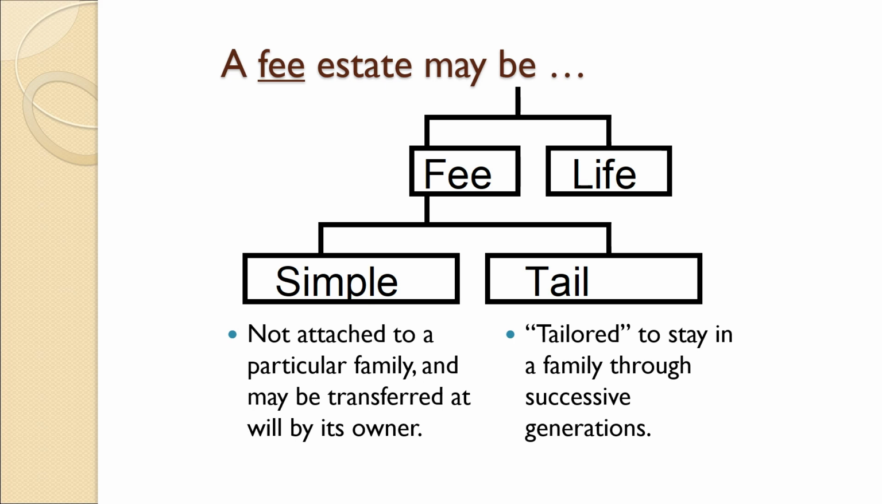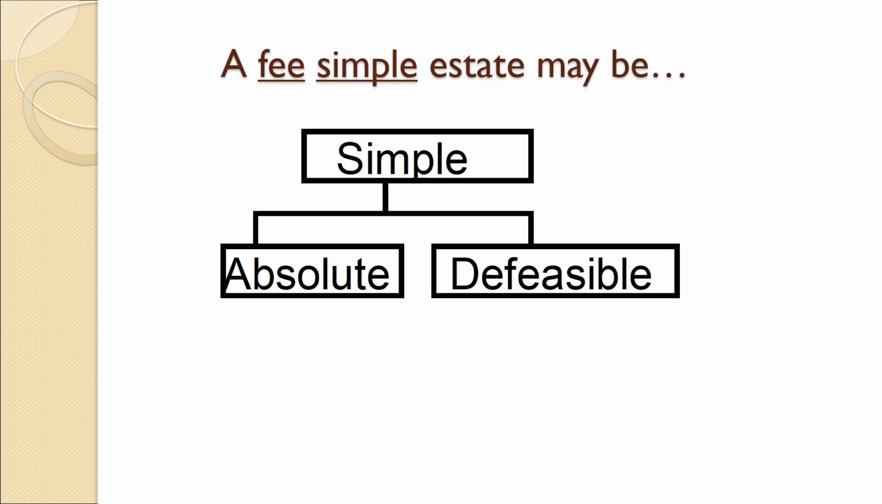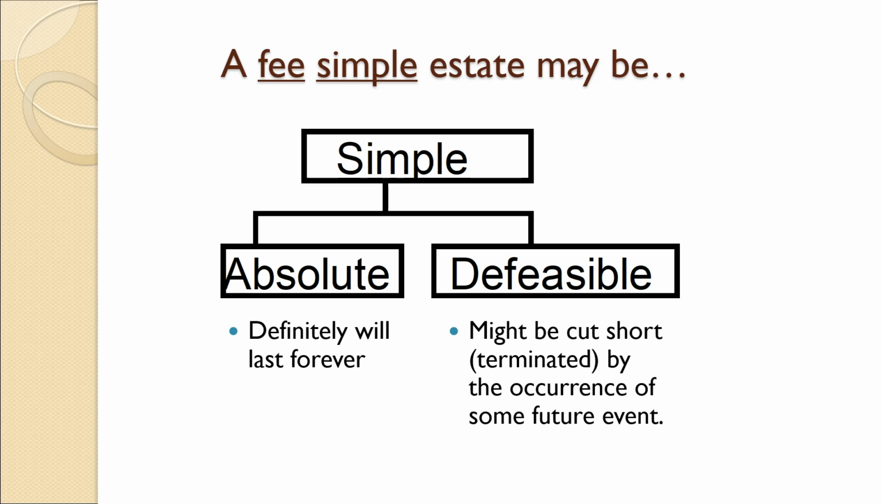The fee simple, on the other hand, wasn't attached to any particular family. It could be transferred at will by its owner. Now, a fee simple estate might either be absolute or it might be defeasible. If it was an absolute estate, it definitely would last forever. A fee simple that was defeasible, on the other hand, might not last forever. It might be cut short or terminated by the occurrence of some future event. So a defeasible fee simple estate is one that might be cut off in the future.